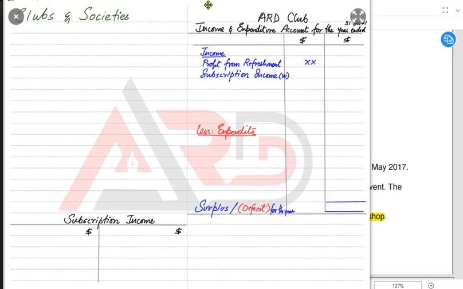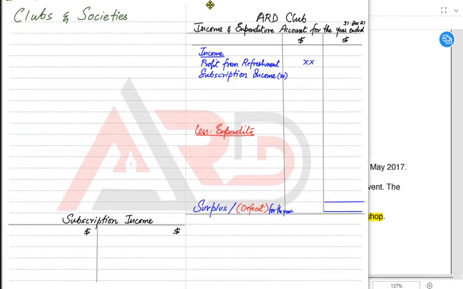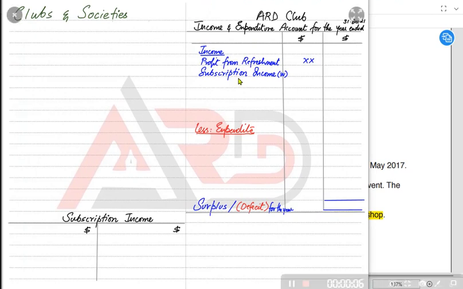All right, my dear students, we are studying the topic not-for-profit organization, also known as clubs and societies. Now, we have already studied how to make the income statement for a shop or maybe a cafe or refreshment. Now, the second part that we need to learn is what is a subscription income?